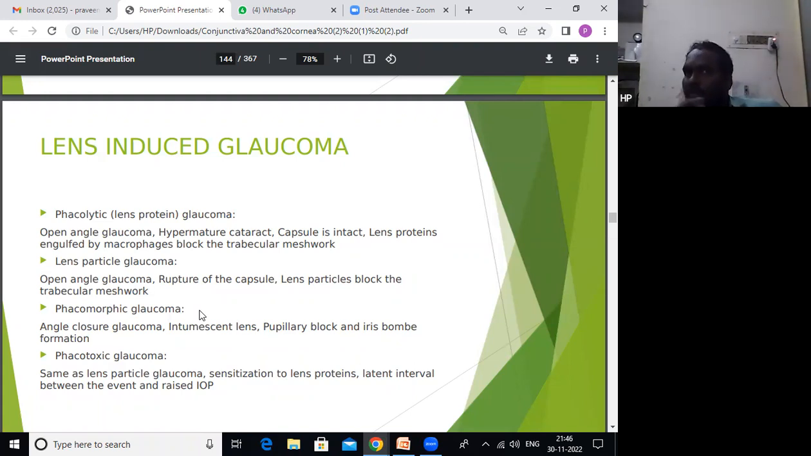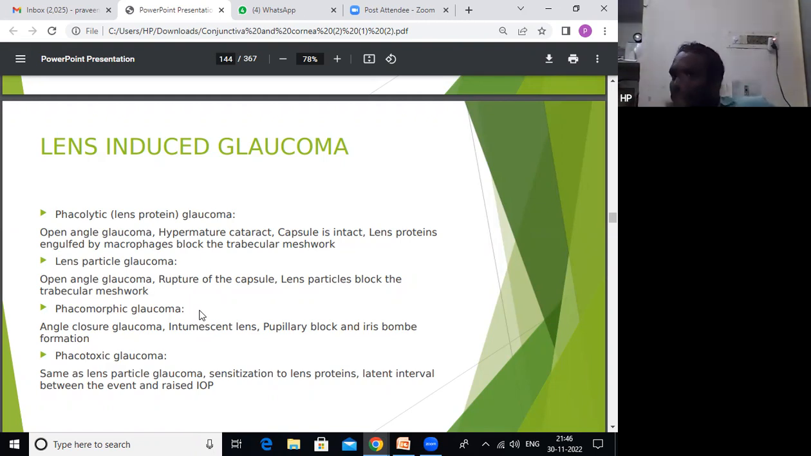Through these microscopic defects in the lens capsule, the lens proteins will slowly leak out into the anterior chamber. Once they come out, they are a foreign protein, so they are engulfed by macrophages in the anterior chamber, and these go and block the trabecular meshwork. Remember, the angle is open. The trabecular meshwork in the angle is blocked by the lens proteins. So this is an open angle glaucoma which has happened because of the lysis of the lens substance. It's called phacolytic glaucoma. I hope you understand.